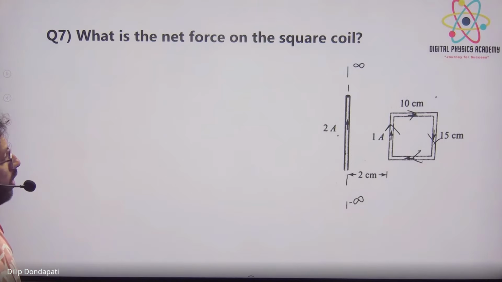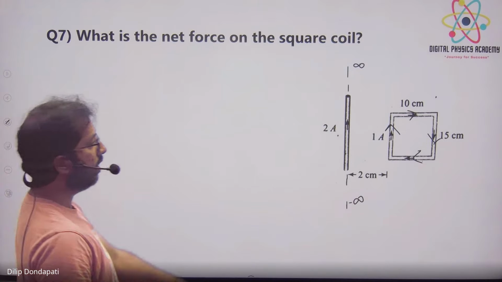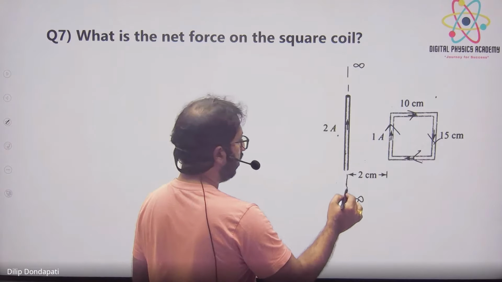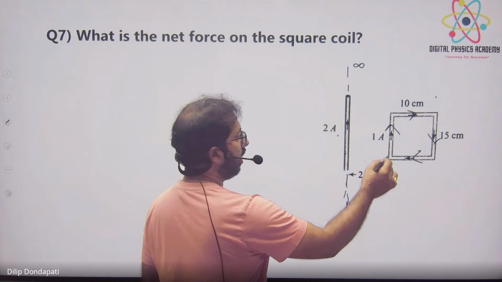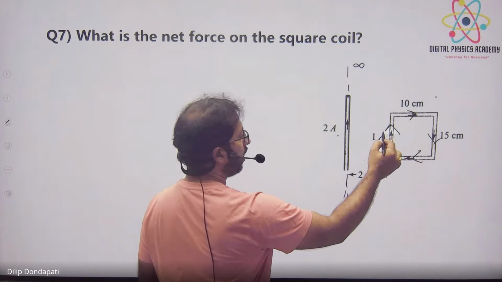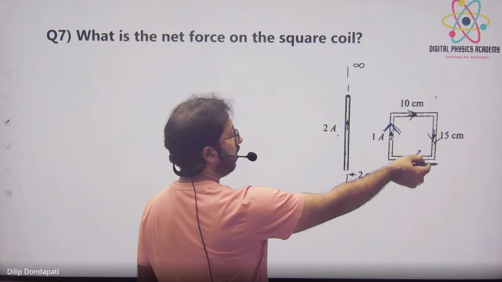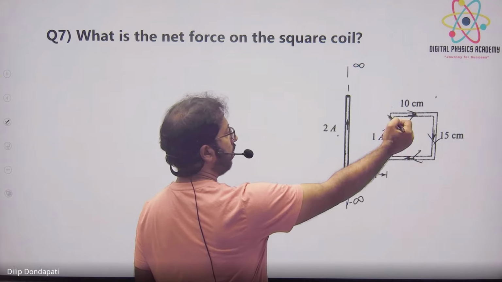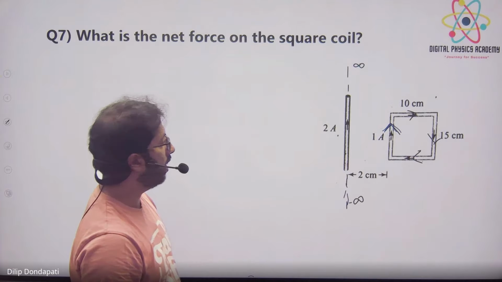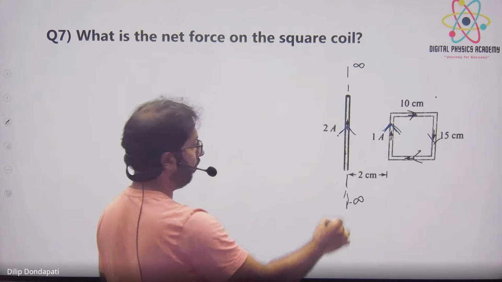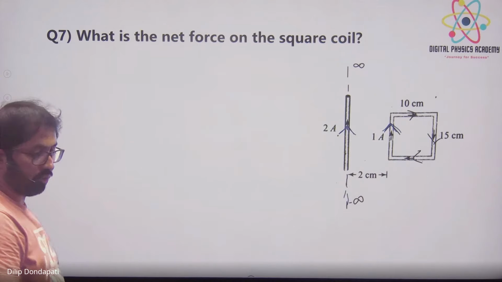Find the net force on a square coil. This is an infinite wire. I put a square coil 2 centimeters away. 1 ampere is flowing in this wire, and the length is 15 centimeters and the width is 10 centimeters, and the current in the coil is 2 amperes. Find the force on the square coil.